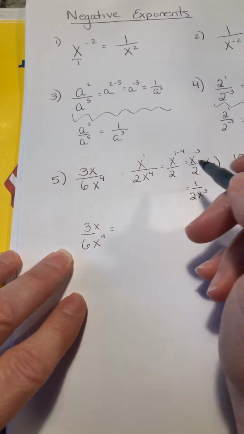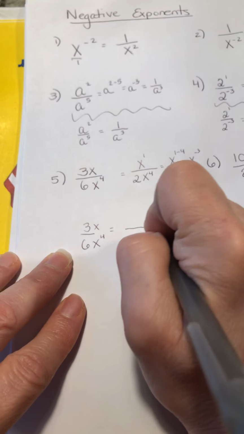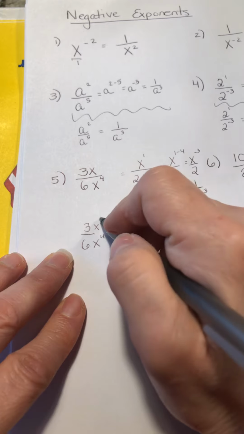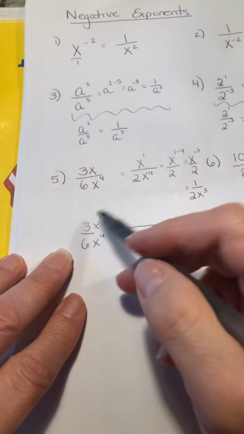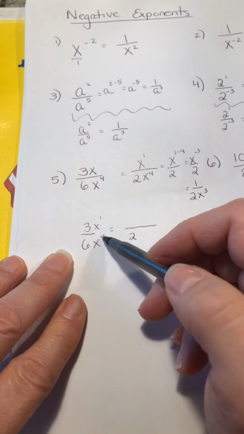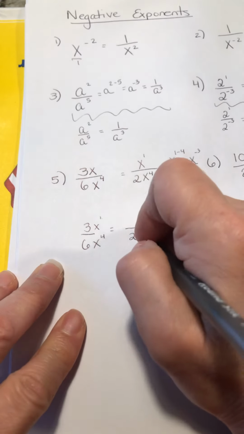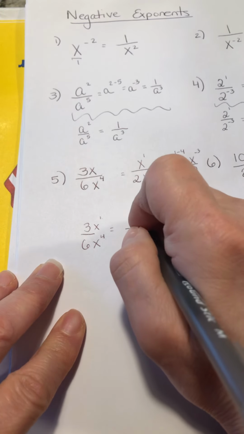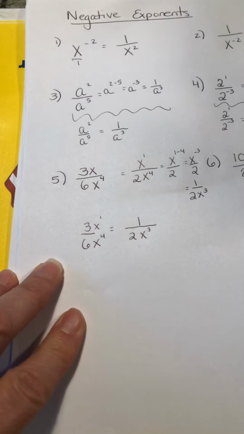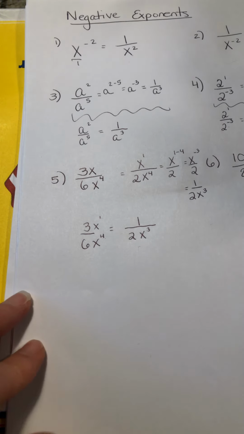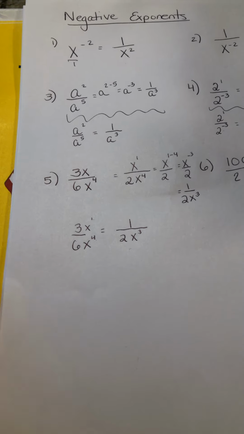Or I can think about this problem a little bit differently. Still thinking about 3 divided by 6 is 1/2, but the difference between 1 and 4 is 3, and the 4 is more. So I can have x cubed here. And again, same answer, just two different ways of thinking about the problem.